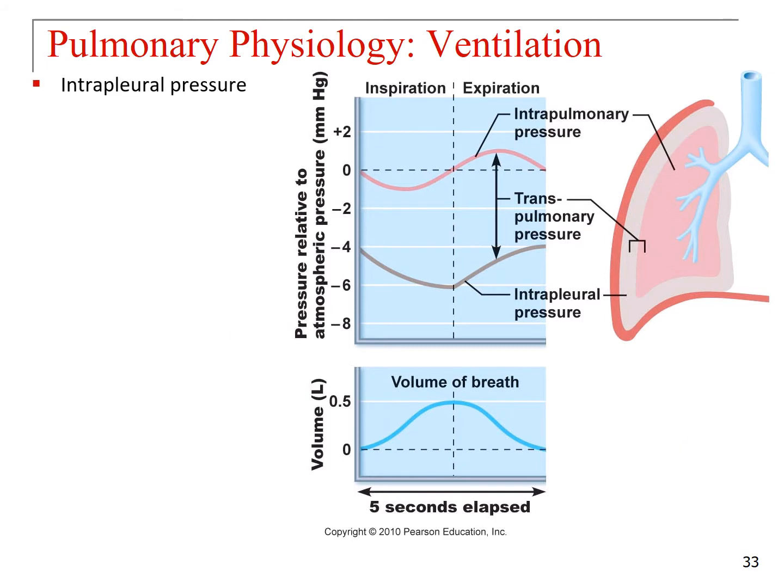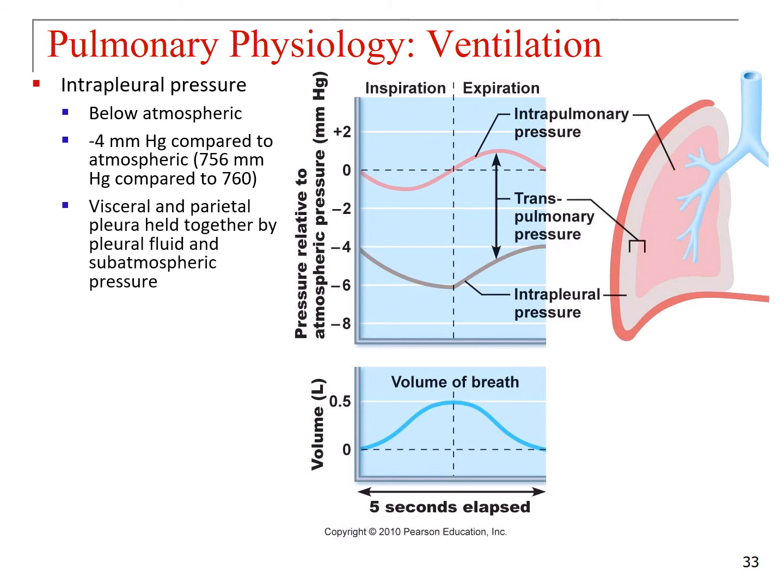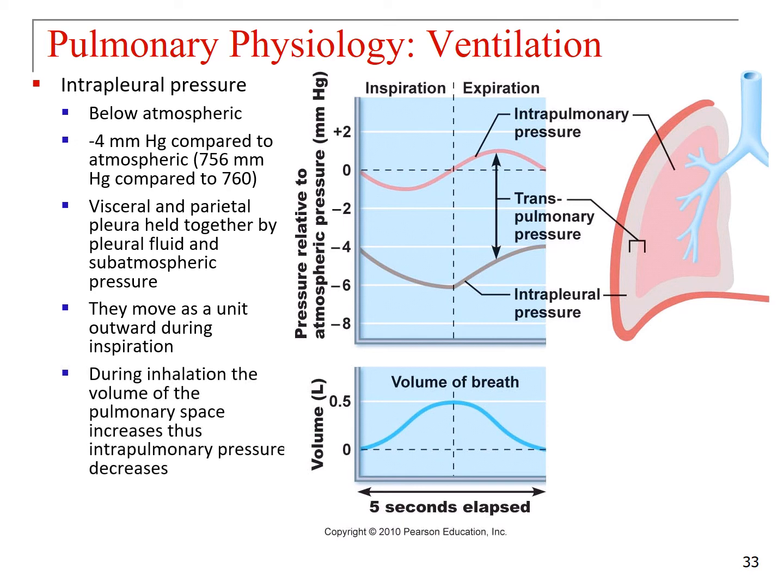Okay, so back to intrapleural pressure. This is below atmospheric pressure, and it's usually -4 compared to the intrapulmonary pressure. Now, this sort of vacuum holds the visceral and the parietal pleura together. And this means that they're going to move as a unit outward during inspiration and move as a unit inward during expiration. Okay? So as you inhale, the volume of this pleural space increases. So intrapulmonary pressure will decrease. Intrapleural pressure will decrease.